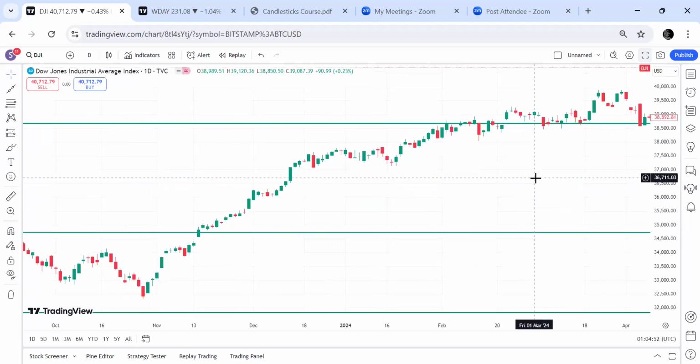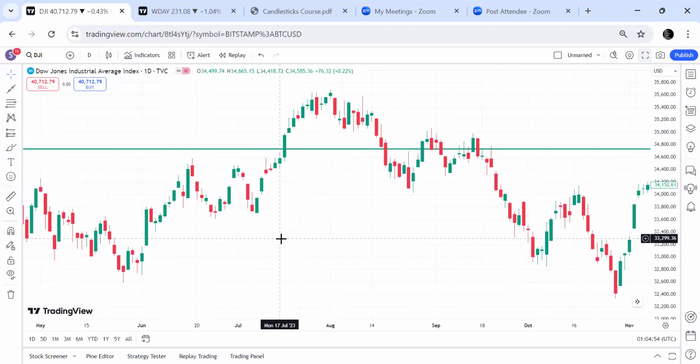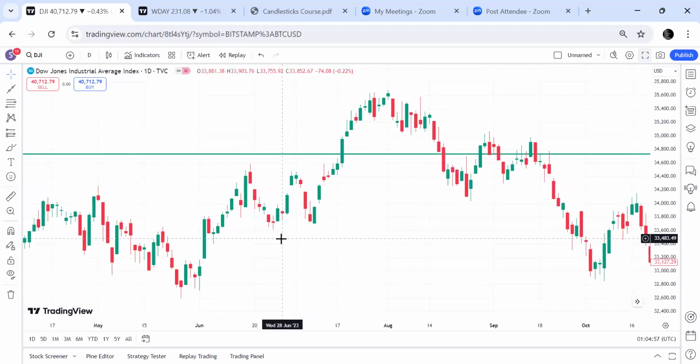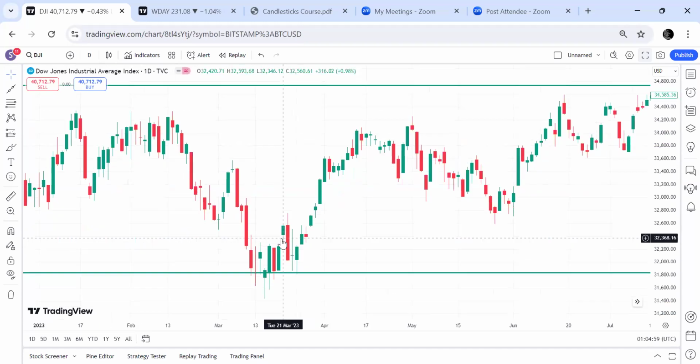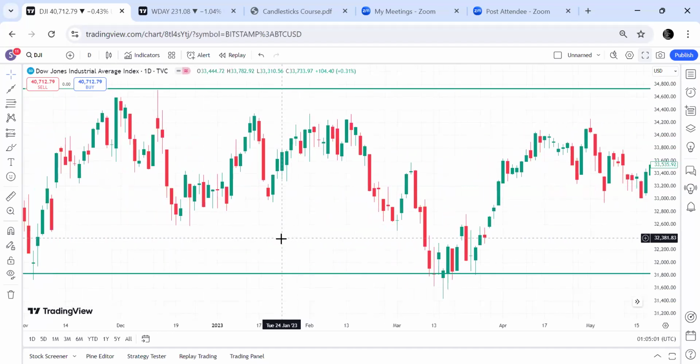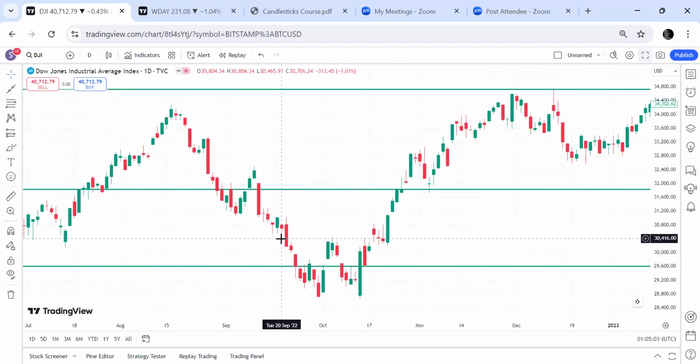So yeah, of course. This type of candle forms very rarely, but still, if you understand the concept, it's okay.